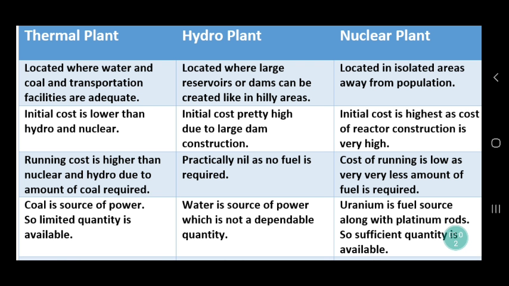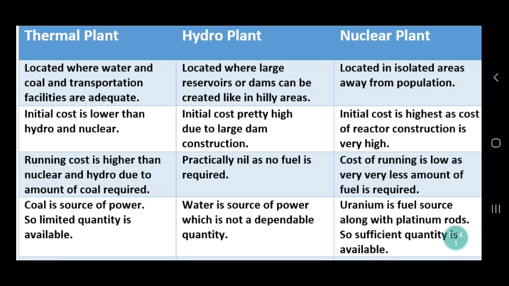Thermal power plant is constructed where the water and coal, which is the main source in thermal power plant, are available in sufficient quantity. Where the water is available or where we can construct a dam to store the water, in such places we will construct the hydroelectric power plant. And the nuclear power plant is located in isolated areas away from the population. These three are the first comparison aspect, which is based on the site selection, the location of the plant.